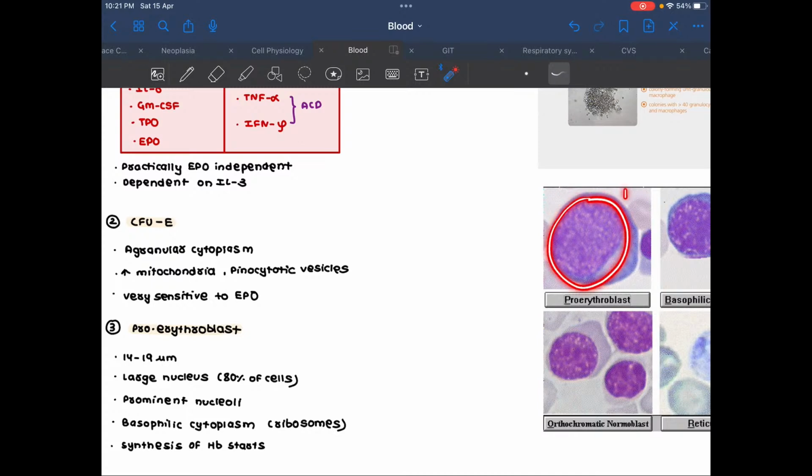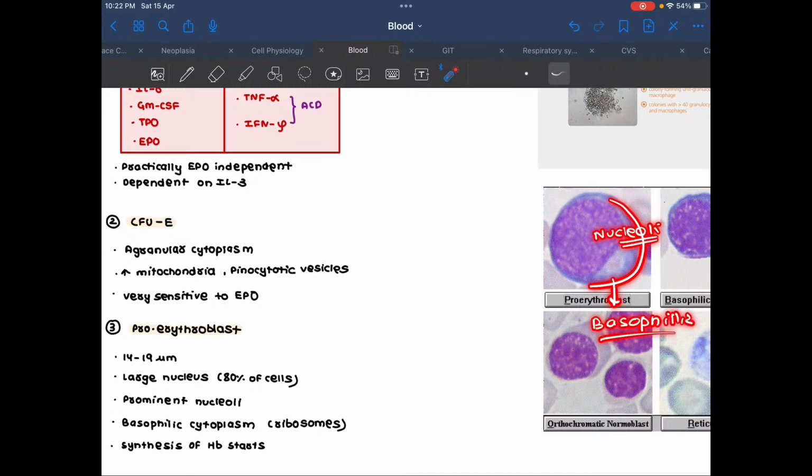Obviously it has a very high nuclear cytoplasmic ratio. The nucleus is very big, and the chromatin is very fine granular chromatin. So there's going to be a fine granular chromatin over here. It has prominent nucleoli present as well. And the cytoplasm, if you look, is mainly a basophilic cytoplasm.